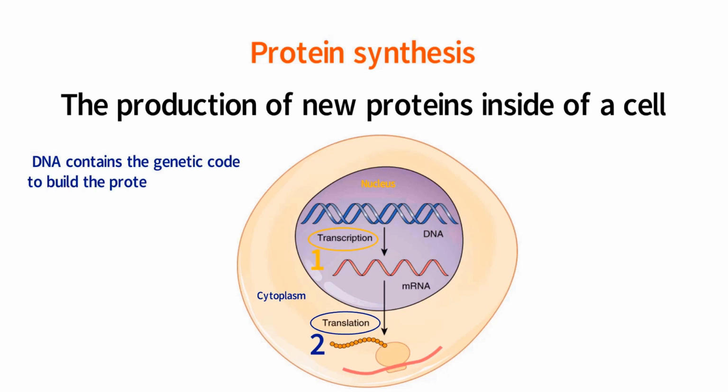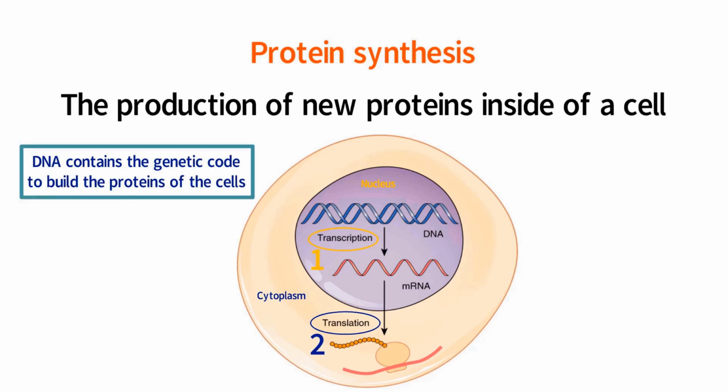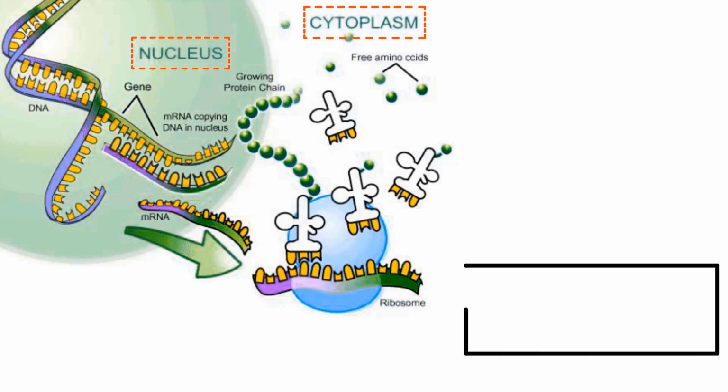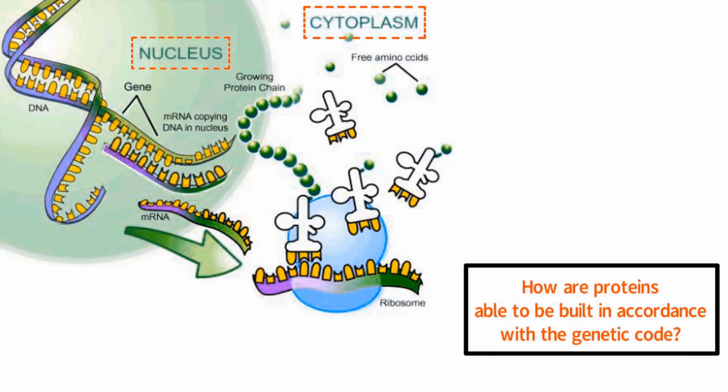DNA contains the genetic code to build the proteins of the cells. However, DNA is located in the nucleus, not the cytoplasm. Considering the code to build proteins is located in the nucleus, yet protein synthesis occurs in the cytoplasm, the question arises, how are proteins able to be built in accordance with the genetic code? Transcription is how the cell is able to solve this problem.